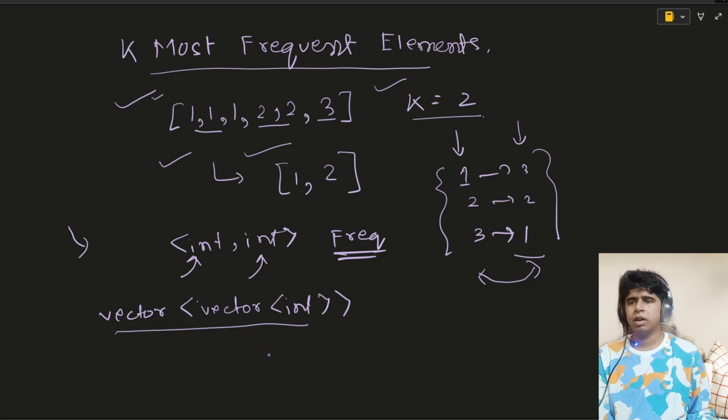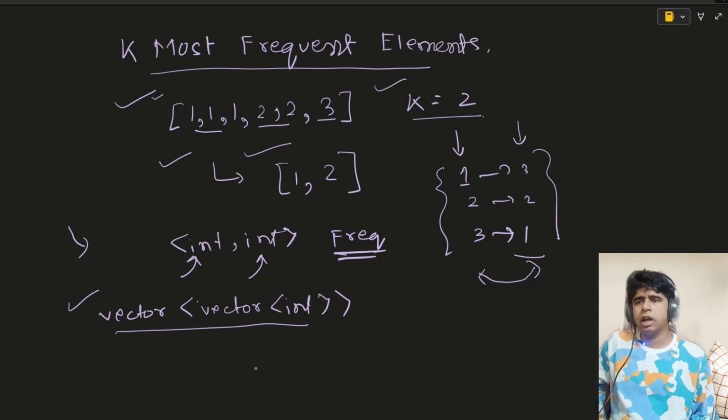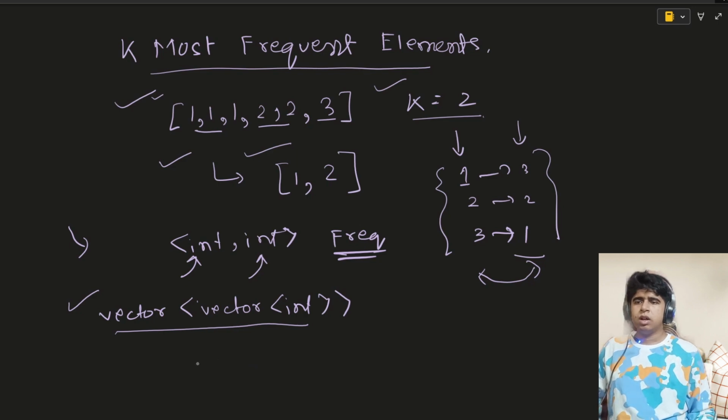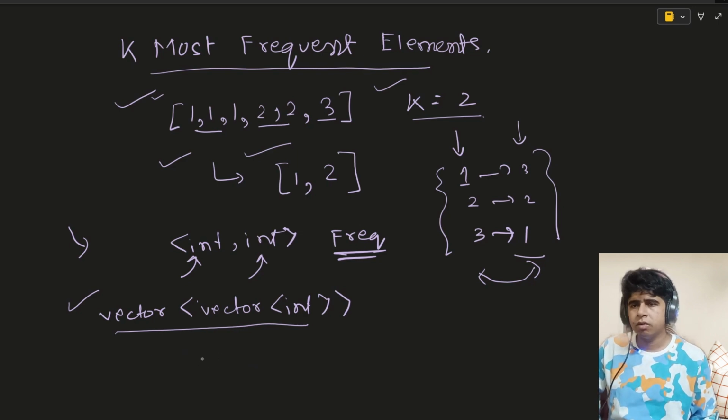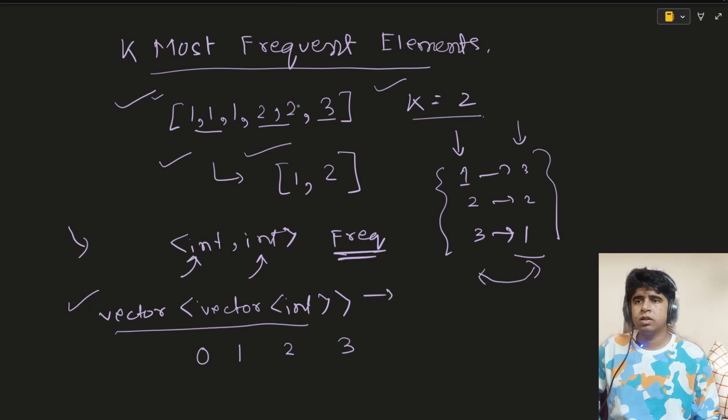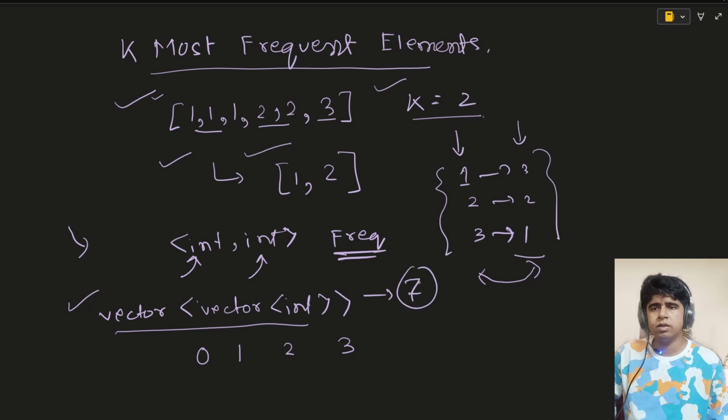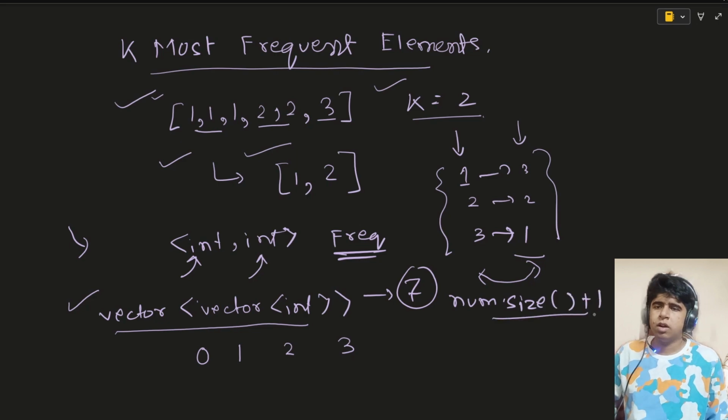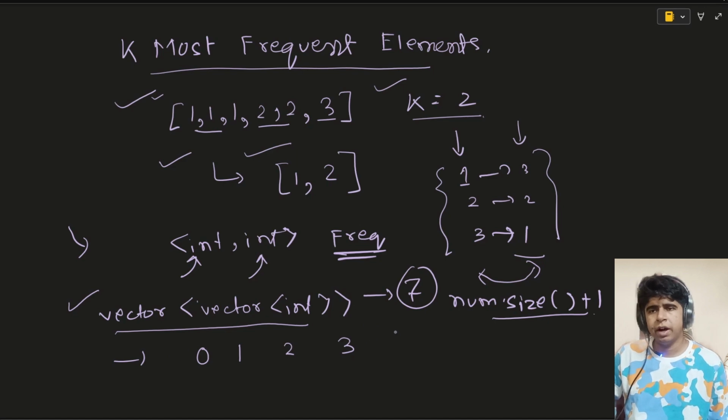There may be cases where, first let me tell you why a vector. You have to print the k most frequent elements. So you create an array, that is a vector, from 1 up to 3 up here. It will be of length 7. Why do I say 7? It will be nums dot size plus 1. Why is that? Let me write those things. So 2, 3, 4, 5 and 6.